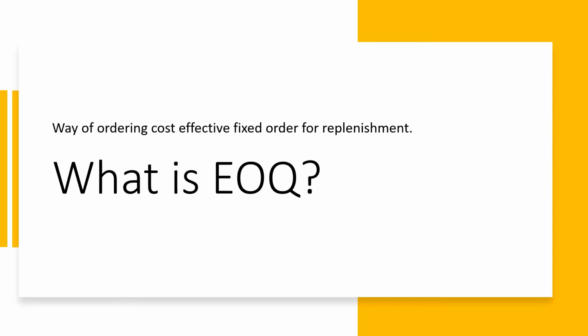One is based on experience, which is just like this is what I have been doing for years, this is what I have been ordering and works perfectly well for me, and it's going on. And the second one is EOQ, Economic Order Quantity. So, to answer your question, what EOQ is, it is just a cost effective way of ordering fixed order quantity for replenishment. Let's crack on.